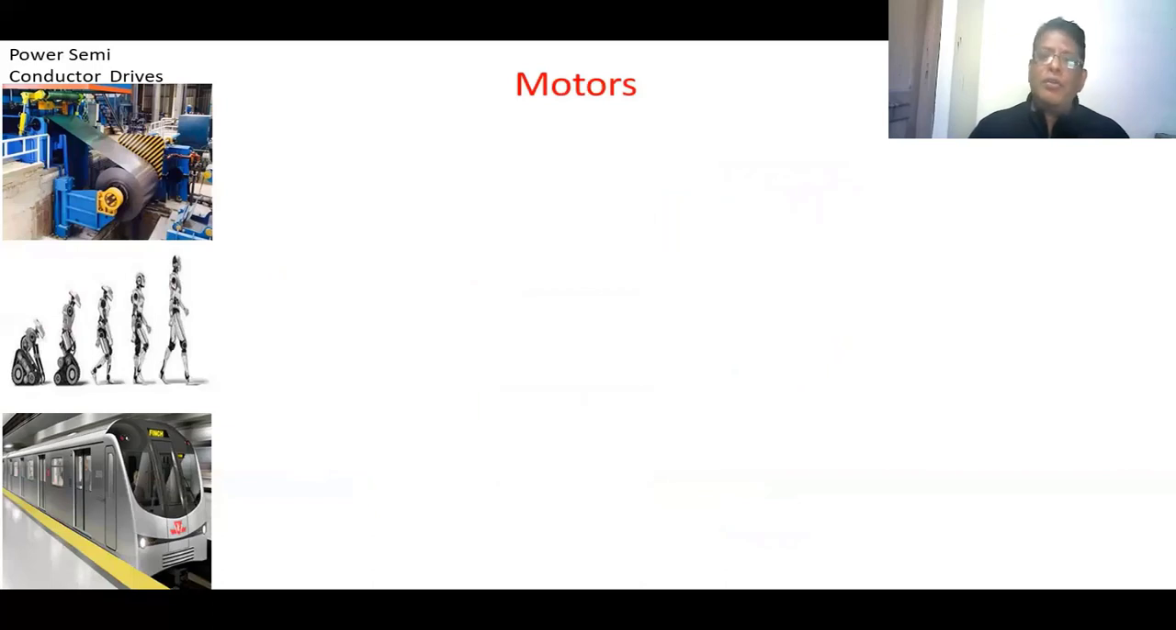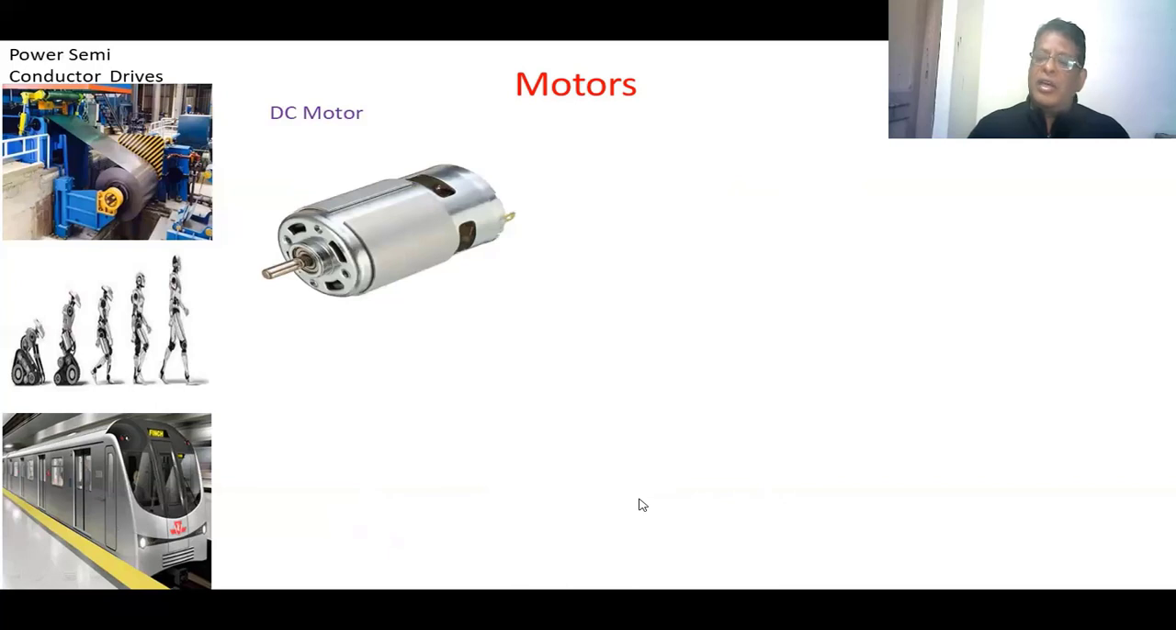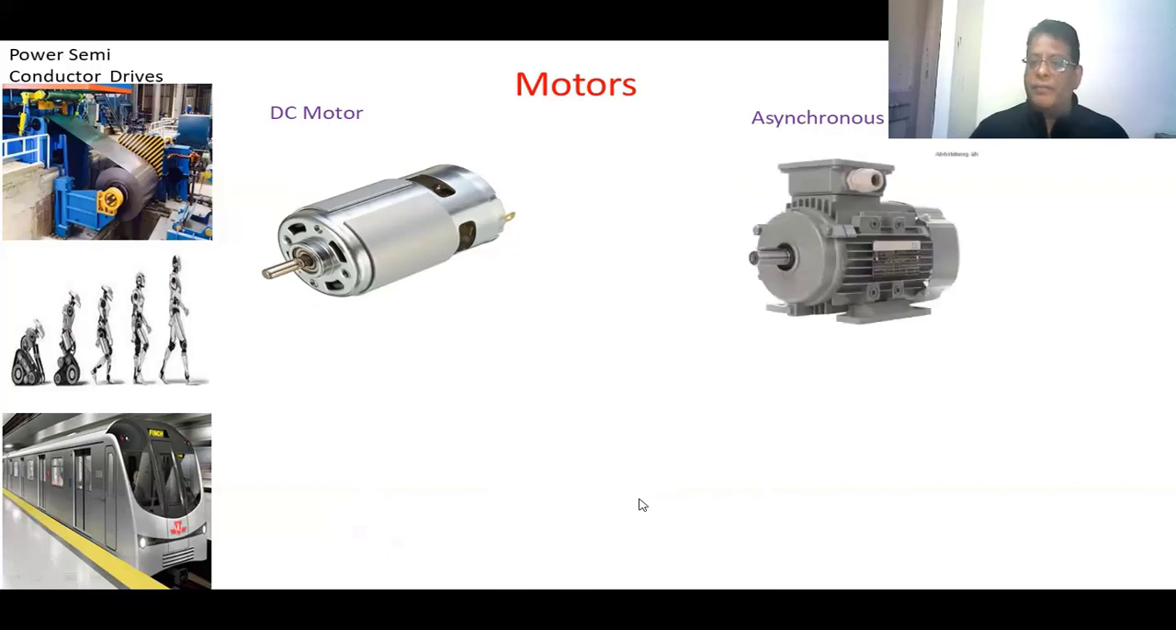Motors. Already we know that different types of motors are commercially available. But here, the motors are broadly classified into three types. One is the DC motor, another is the asynchronous motor, and the third is the synchronous motor. Already we have seen the construction and operation of the DC motor. All induction motors come under the asynchronous motor. The meaning of asynchronous motor is that the speed of the rotor of the motor is not synchronous. That is what happens in the case of an induction motor.